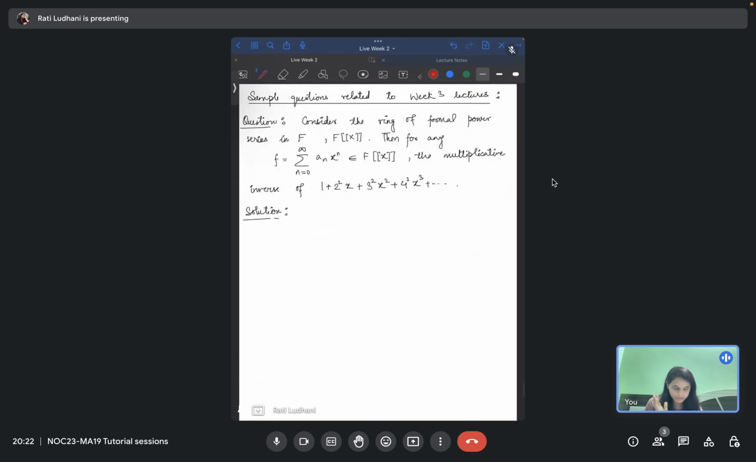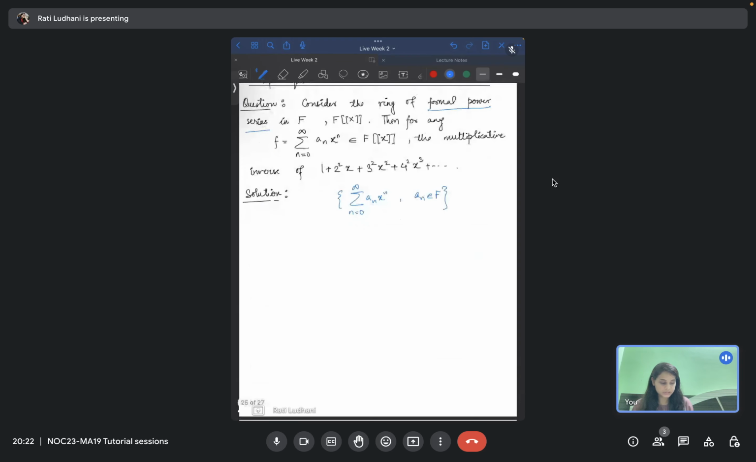So I'll explain, if possible, two questions of week 3, like whatever I said in the beginning, I can do that at least. Consider the ring of formal power series, the collection of a_n x^n, with n going from 0 to infinity, where the a_n belong to the field F. This is the set of formal power series.